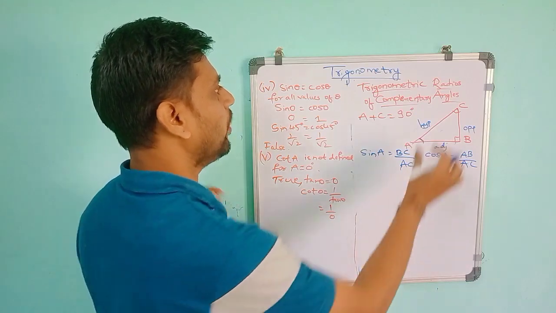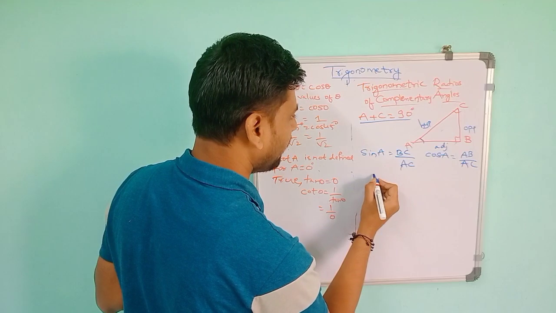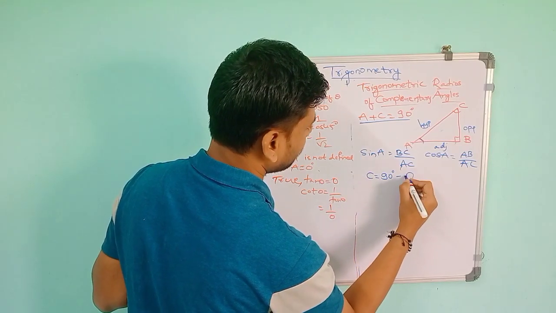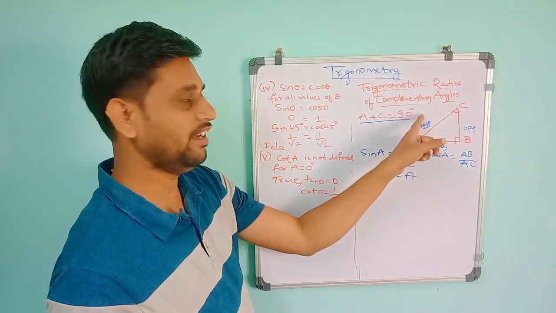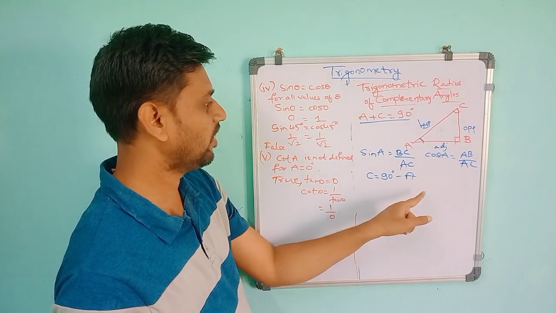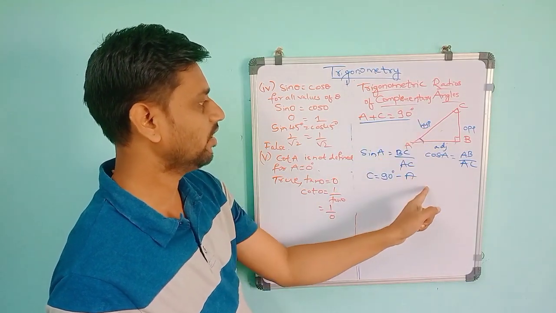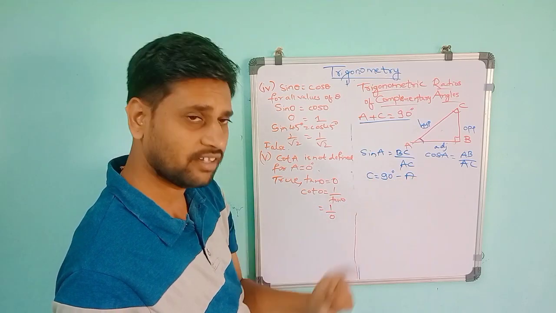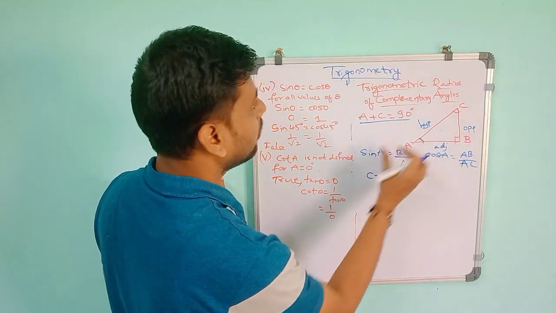If you take the values of C, here A plus C is 90. So we can write C in terms of A. C is equal to, this will come to this side, 90 degrees minus A. So the value of angle C is 90 degrees minus A. So for this we can write these trigonometry results.